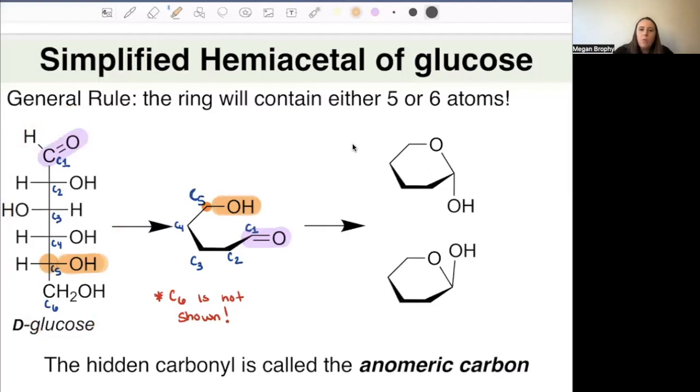Okay, so we're going to make a 6-membered ring. So what that means is there's going to be 6 atoms total in the ring. And so if we count just our ring members, C1 is going to be 1, C2 is ring member 2, C3 is ring member 3, C4 is ring member 4, C5 is going to be ring member 5, and then the 6th member of our ring is going to be the hydroxyl group oxygen that's attached to C5.